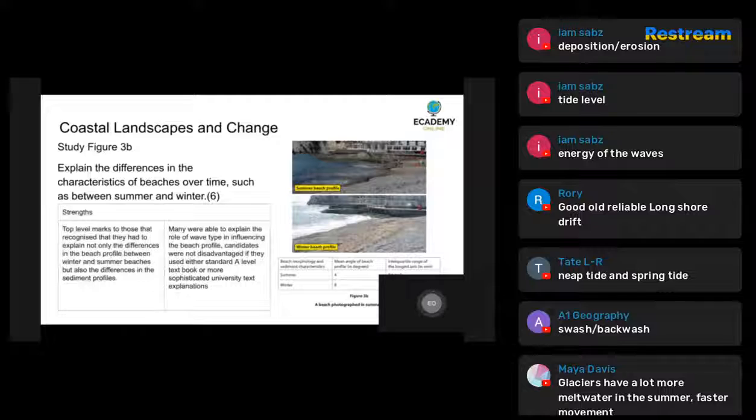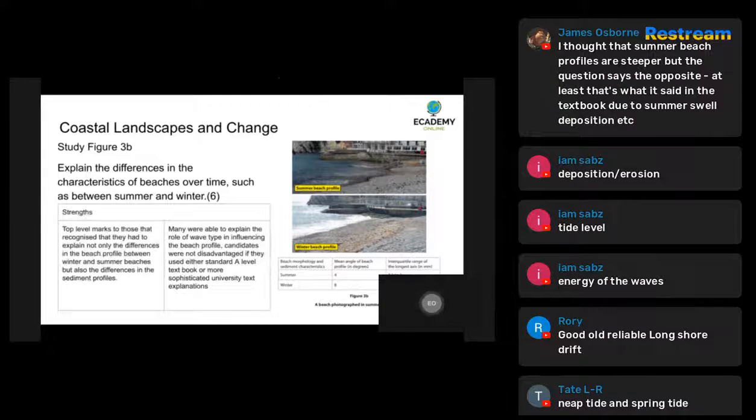Right, so in terms of the differences, the top level marks tended to go to those who recognize not only to explain the differences between the beach profiles, but also the difference in sediment profiles. Now, which brings me to a very key point here. This is something that comes up all the time in coasts. Every single year since the first iteration of this specification, there's always been something on sediment profiles.